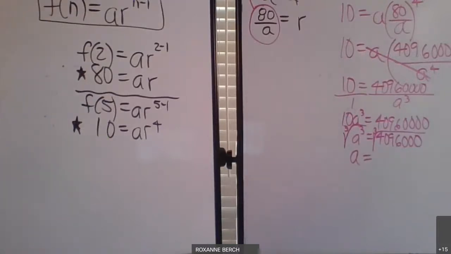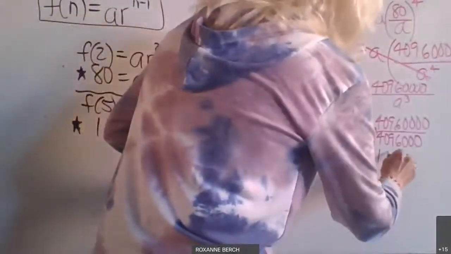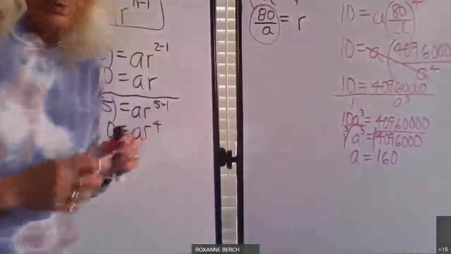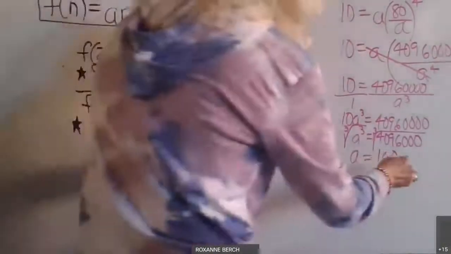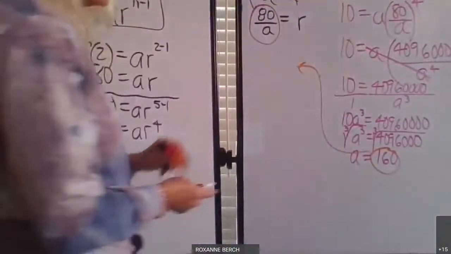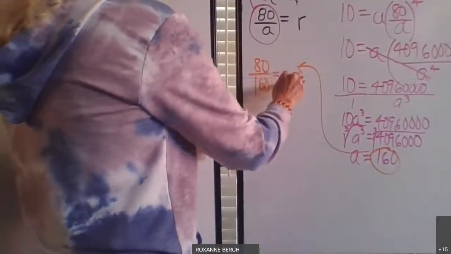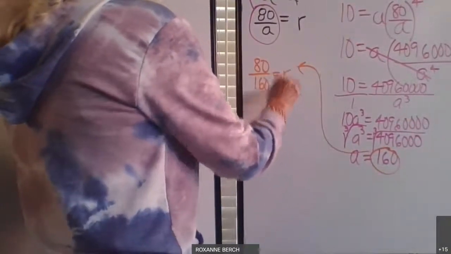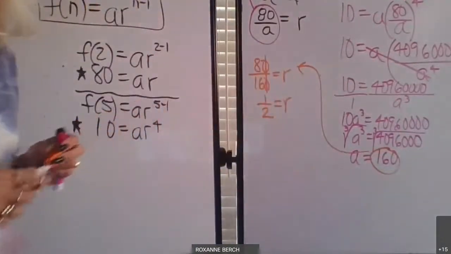160. Okay, I'm 160. So now we have the first term, finally. So now what we're going to do with the different color orange is I'm going to put this back in over here. And so you get 80 over 160 equals R, which is R is equal to 1/2 when you cross cancel.